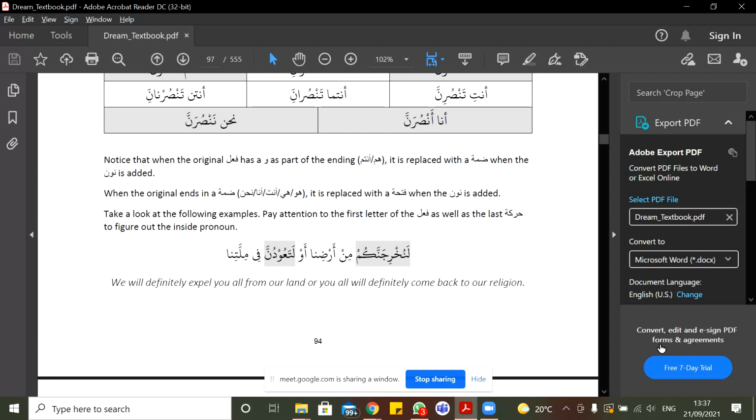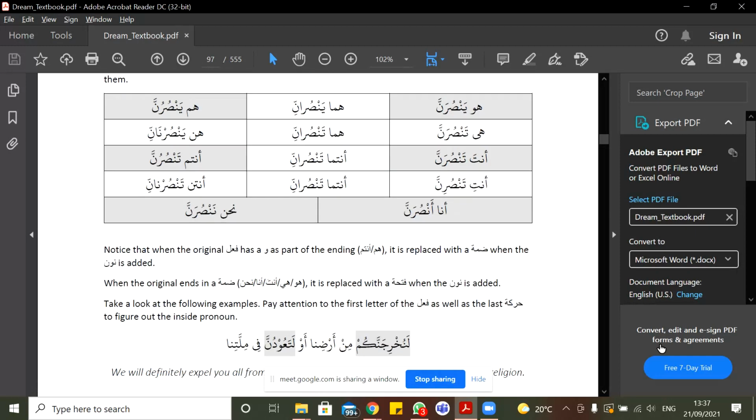Okay, carry on. Notice that when the original fi'l has a wow as part of the ending, hum, antum, it is replaced with a dhamma when the noon is added. Where you say hum, the ending is hum yansuruna. What they're talking about is we have yansurunna. So they say the wow is replaced with the dhamma when the noon is added, right? We have replaced the wow with dhamma.